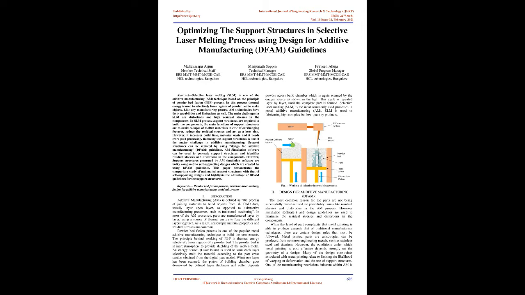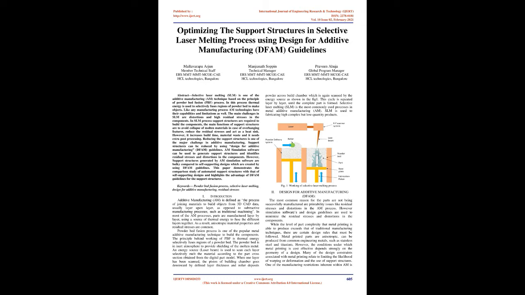Keywords: powder bed fusion process, selective laser melting, design for additive manufacturing, residual stresses. Introduction. Additive manufacturing, AM, is defined as the process of joining materials to build objects from 3D CAD data, usually layer upon layer, as opposed to subtractive manufacturing processes, such as traditional machining. In most of the AM processes, parts are manufactured layer by layer, using a source of thermal energy to fuse the different layers together. As a result, anisotropic material properties and residual stresses are common.